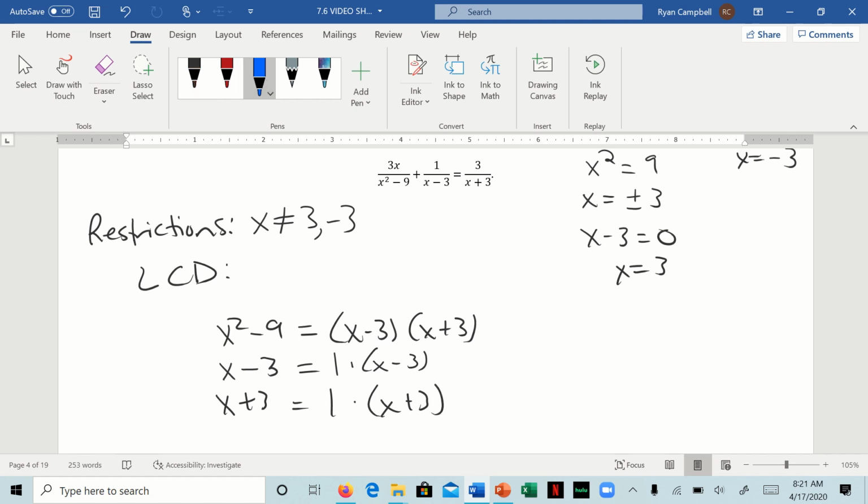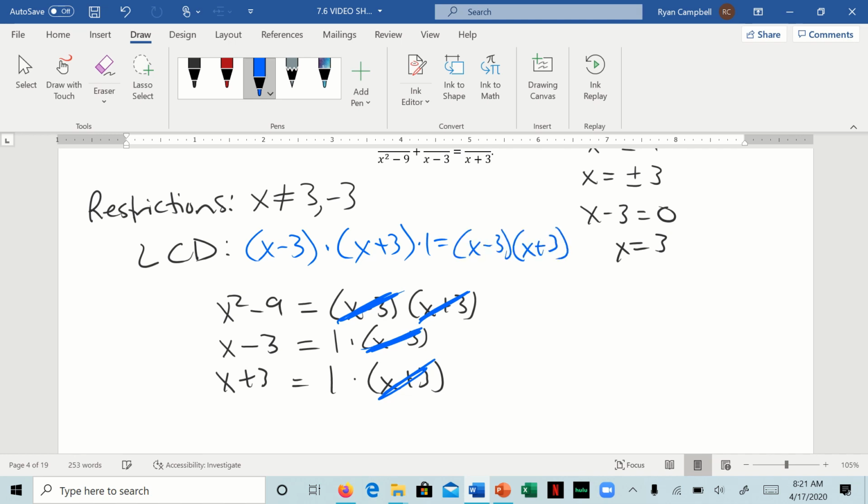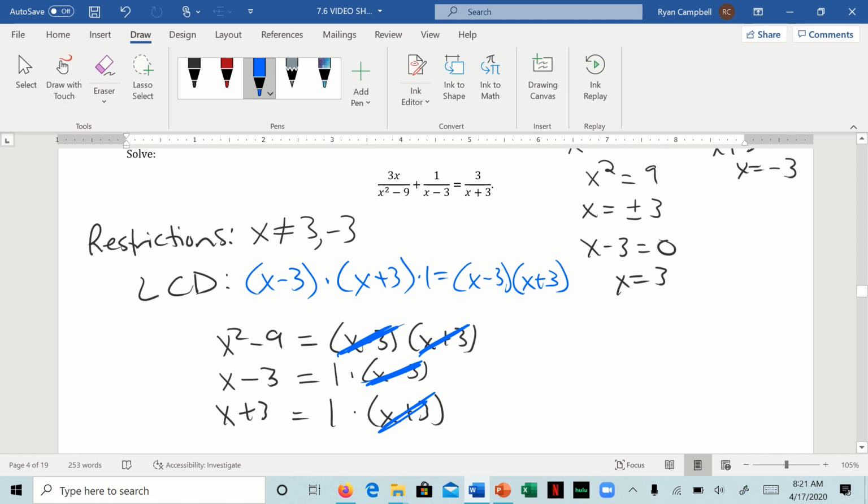So for the least common denominator, we can see if we look at the first one, x minus 3, so all the x minus 3's cancel, x plus 3, all the x plus 3's cancel, and then we get 1, which is just anything times 1 is itself, right? So we see it's x minus 3, x plus 3. So that's what we got to multiply everything by.